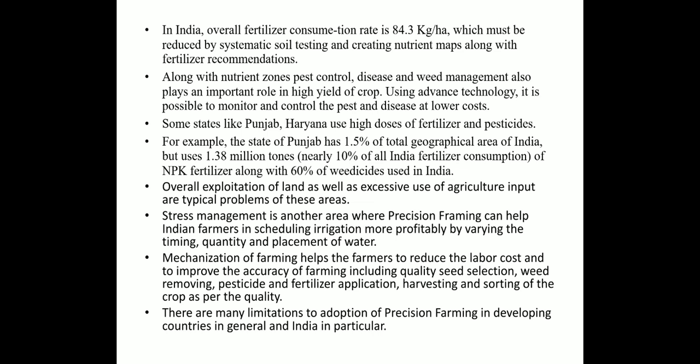Water management is another area where precision farming can help Indian farmers in setting irrigation more profitably by varying the timing, quantity and placement of water. The mechanization of farming helps farmers reduce their labor cost and improve the accuracy of farming, including quality seed selection, weed removing, pesticide application, fertilizer application, harvesting and sorting of the crop as per quality. This is also a major scope of precision farming in India. Then there are many limitations to adopting precision farming in developing countries in general, and India in particular.